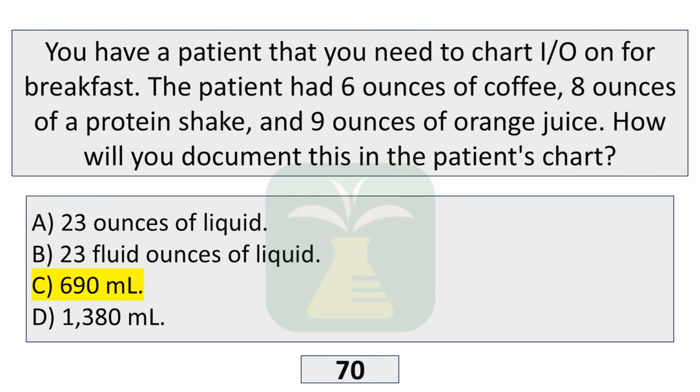Correct answer, C. 690 milliliters. The correct way to document is in ml or cc. 6 ounces plus 8 ounces plus 9 ounces of fluid is 23 ounces. To get this number, you would multiply 23 by 30 to get 690 milliliters. 1 ounce equals 30 milliliters.